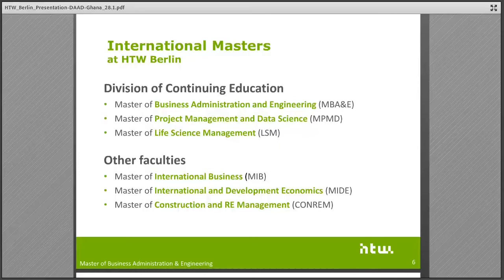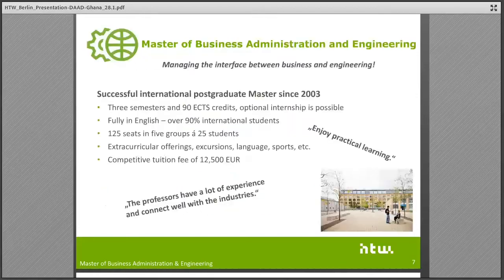As I've already mentioned in the beginning, we have 70 different degree programs at the university, and each program is assigned to one of our 5 faculties. But today we are talking about our international master programs, which are part of the HTW Division of Continuing Education. I would like to talk about the Master of Business Administration and Engineering, and then we will have a quick look at the Master of Project Management and Data Science and the Master of Life Science Management.